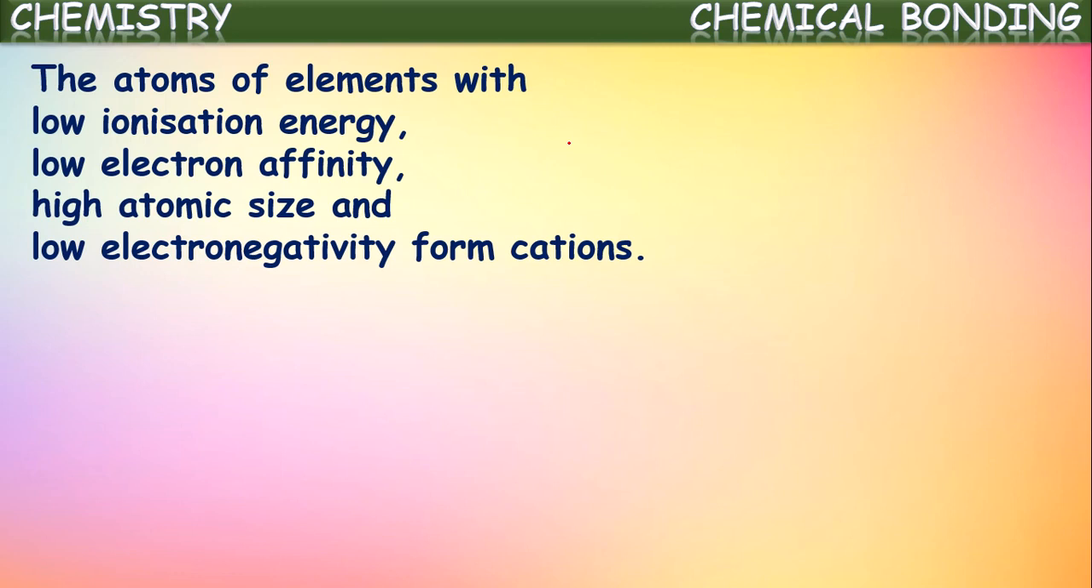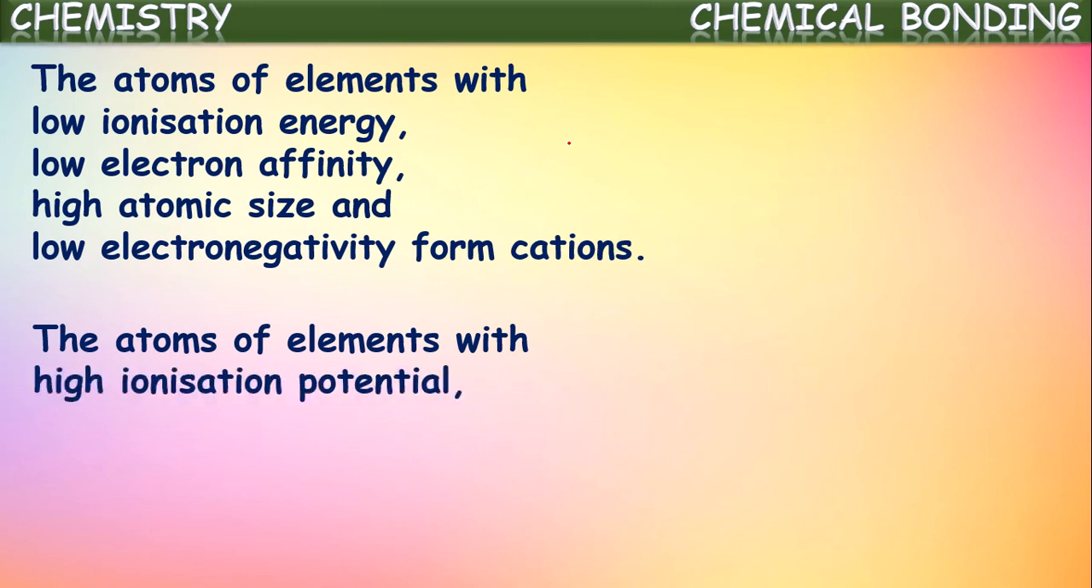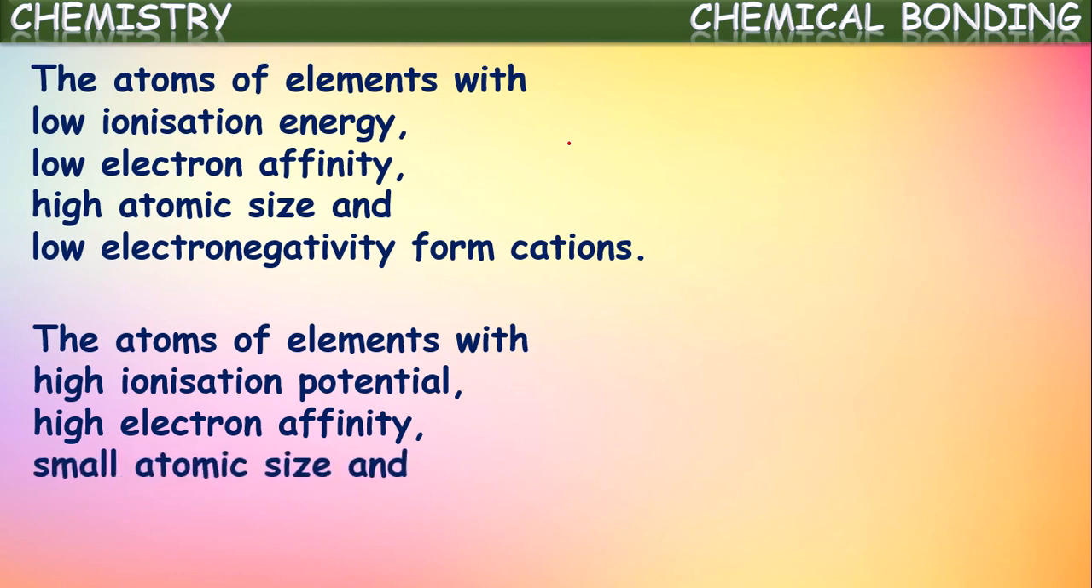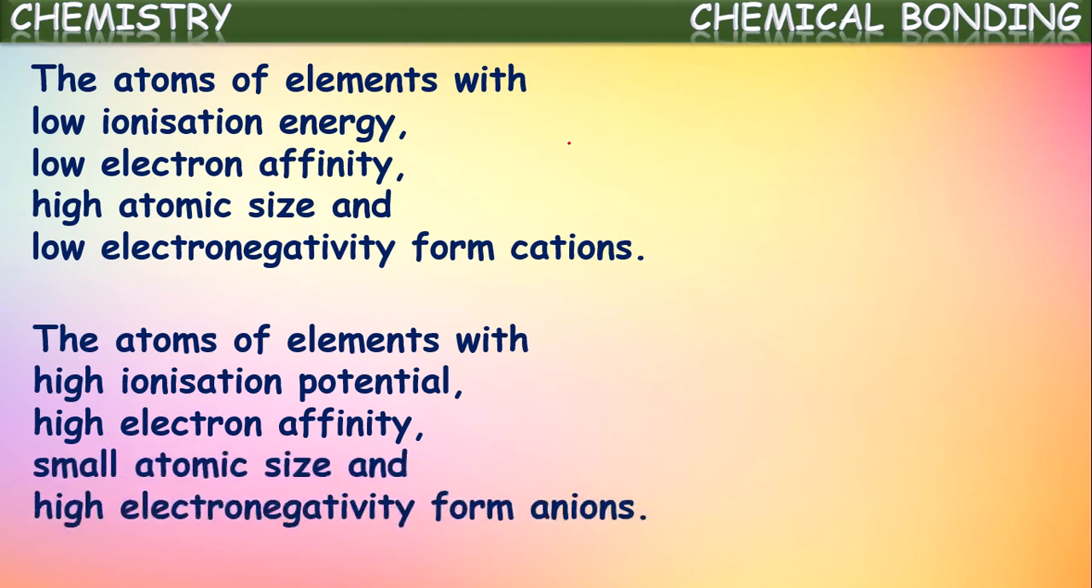In a similar way, the atoms of elements with high ionization energy, high electron affinity, high electronegativity and small atomic size form anions easily. These elements with these characters can attract electrons easily and gain them, and thus they form anions. So between these cations and anions, ionic compounds will be formed by the transfer of electrons. Okay, that's about ionic compound formation.